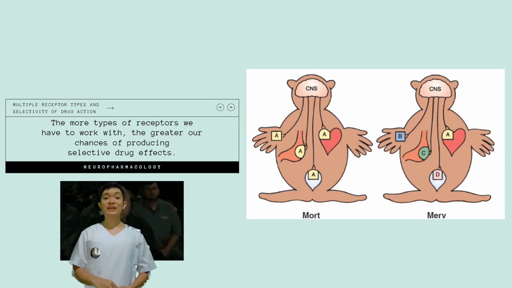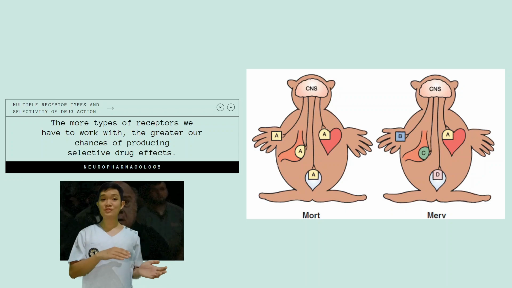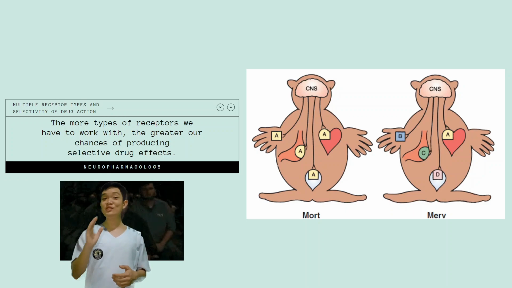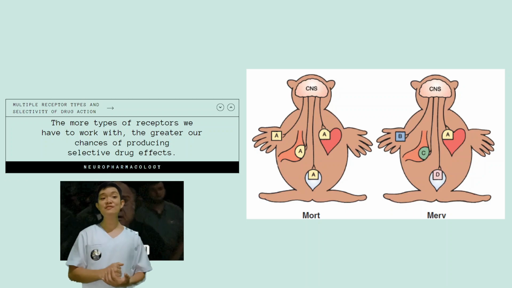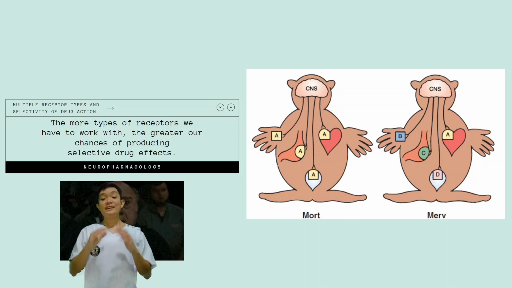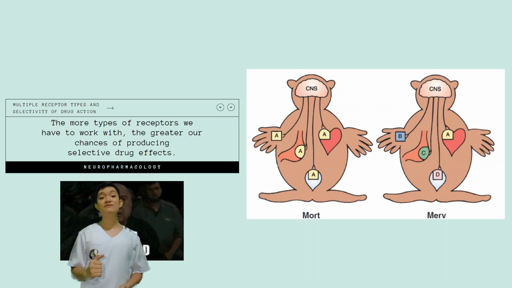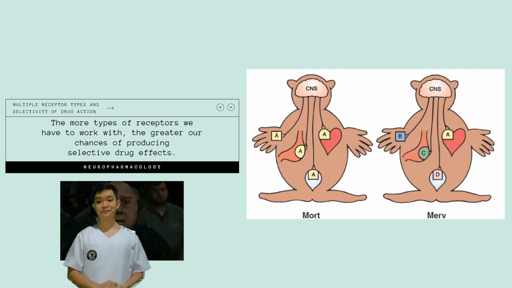However, if there are different types of receptors, it can help prevent interference with other organs and increase the chances of producing selective drug effects. In summary, having more types of receptors can increase the effectiveness and specificity of drugs in treating illness.